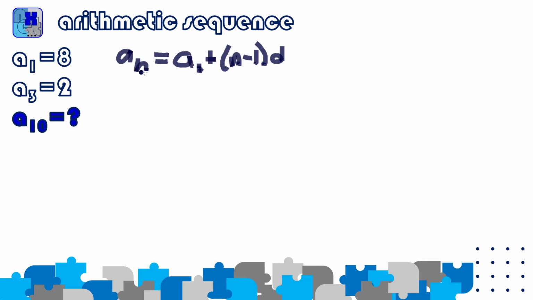Now, n here corresponds to the rank, or what element you're looking for. A sub 1 is already given as 8. Again, n here is 10 because you're solving for a sub 10. This means that n is 10. So you're looking for the result of this formula when n is 10.